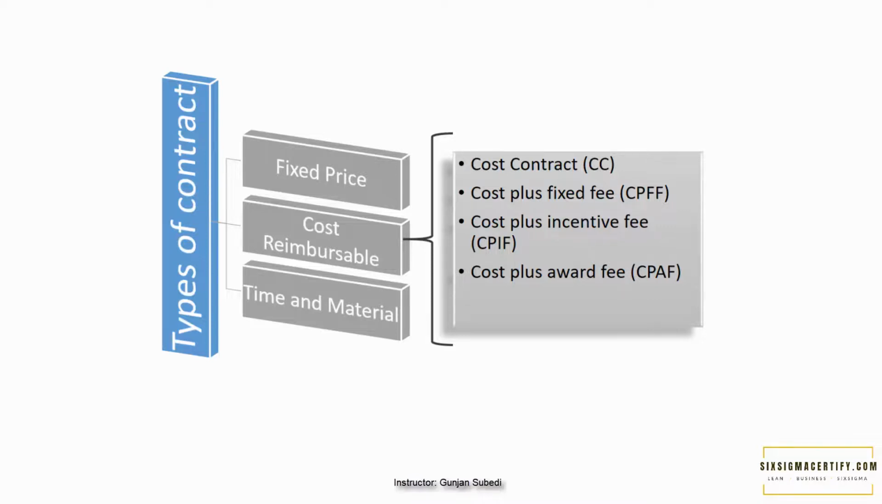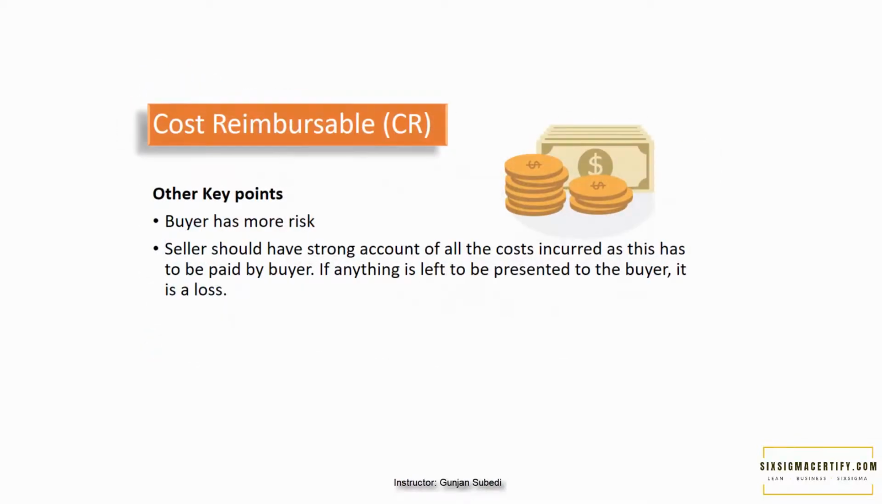There is also a special CR contract, that is the cost contract. We will learn that next. But basically in all these types of reimbursable contracts, the buyer has more risk and the seller should keep a strong account of all the costs incurred, as this has to be paid by the buyer. If anything is left to be presented to the buyer, it is a loss to the seller.